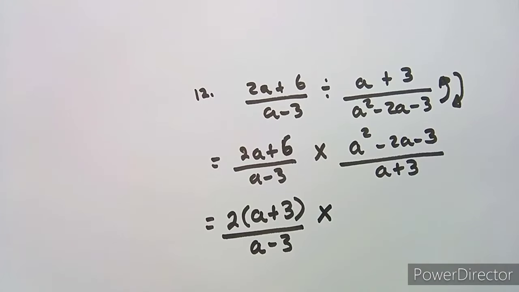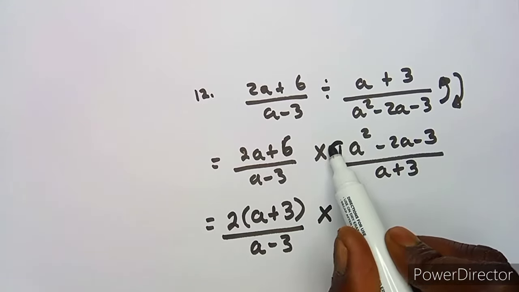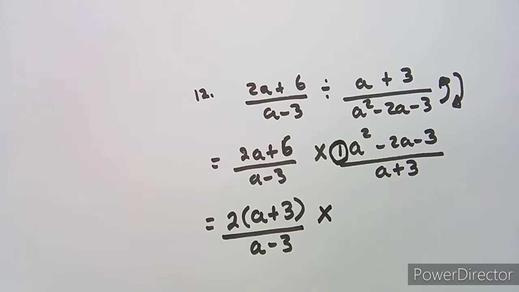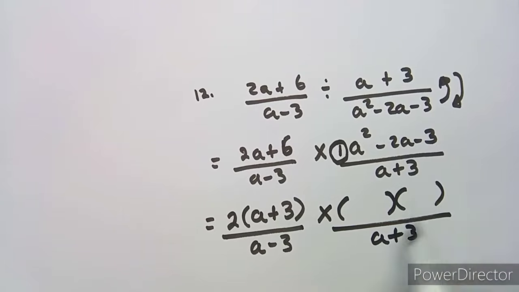Then here we've got a squared minus 2a minus 3. Remember, guys, I told you that when you are factorizing a quadratic expression and the coefficient is 1 like that, you can factorize this in an easier way. Okay, this a plus 3 does not change. Let's just write it.